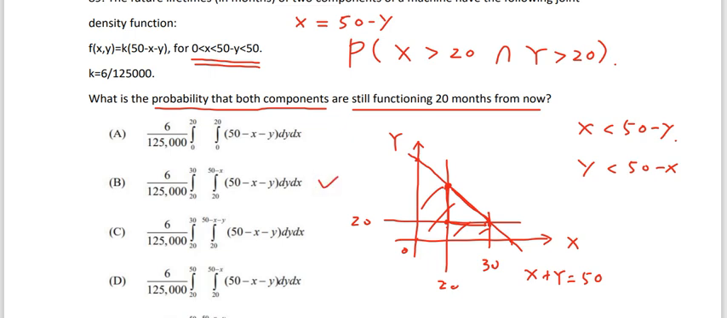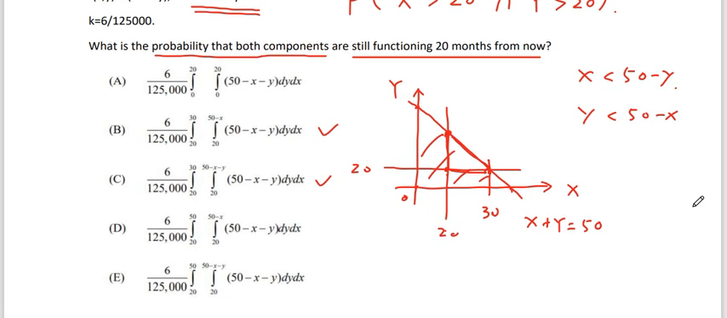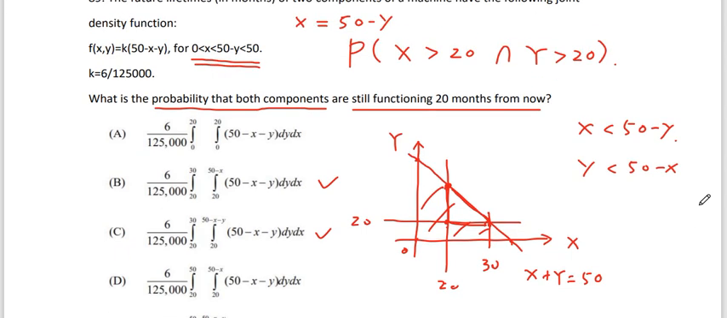So we can check maybe B or C, right? The others, D or E, 20 to 50, are not correct, right? So we check B or C. Once we have X from 20 to 30, then Y goes from this Y to this Y, from 20 to 50 minus X. So I think the answer is B.